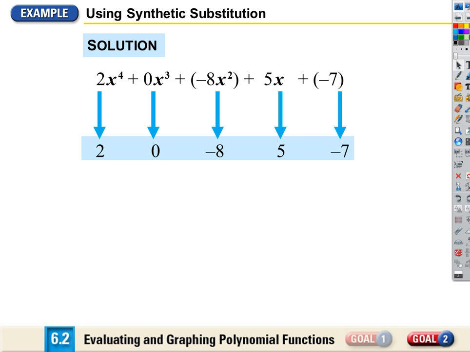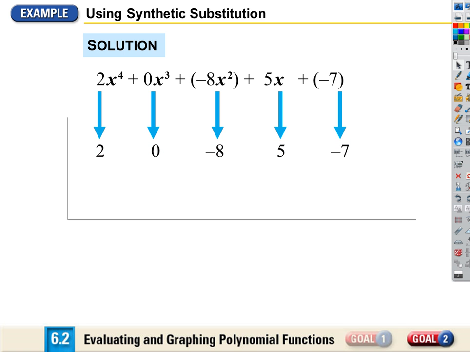So then all you do is draw this L-shaped bracket, and you want to leave room for a second row beneath the first, okay? The number that you're substituting into the function goes out front. In this case, remember we were substituting 3 into the function. And then here's a little game you play. It's really simple. All you do is start this process going. To start the ball rolling, this synthetic process, you take the first coefficient and drop it straight down to the, technically, answer space.